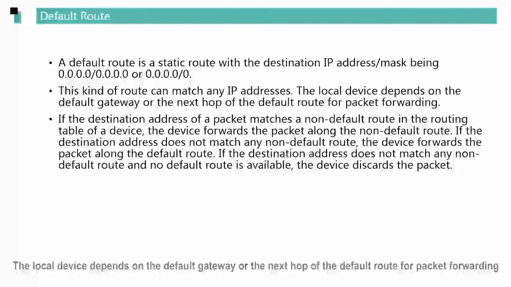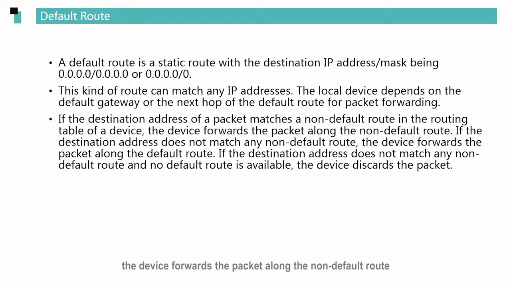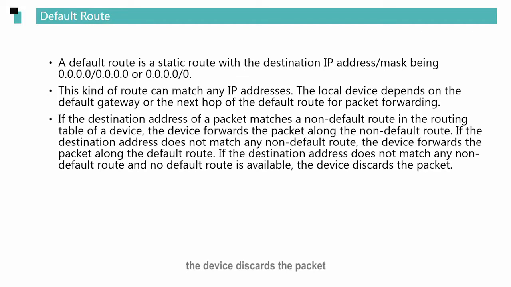The local device depends on the default gateway or the next hop of the default route for the packet forwarding. If the destination address of a packet matches a non-default route in the routing table of a device, the device forwards the packet along the non-default route. If the destination address does not match any non-default route, the device forwards the packet along the default route. If the destination address does not match any non-default route and no default route is available, the device discards the packet.